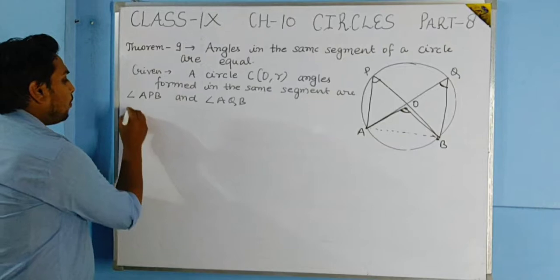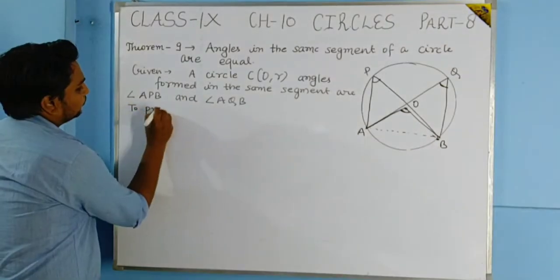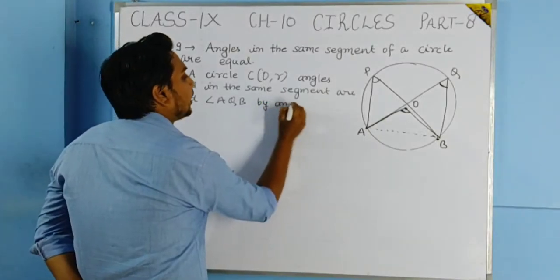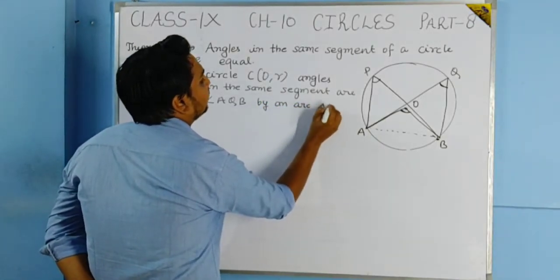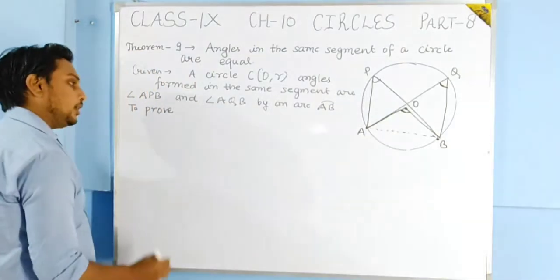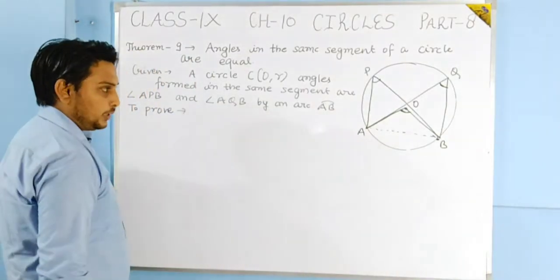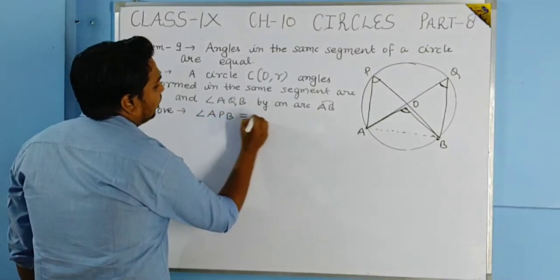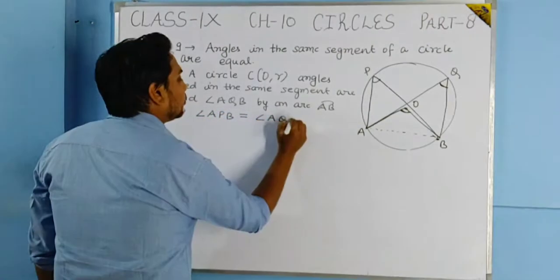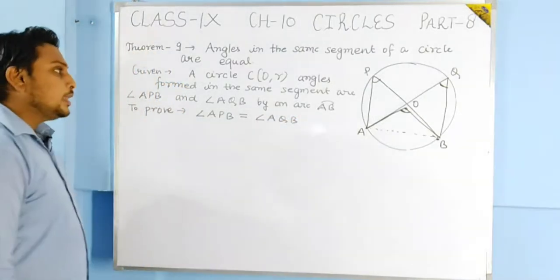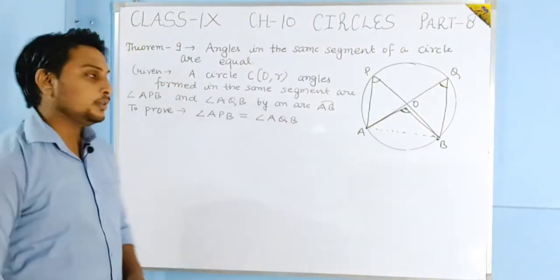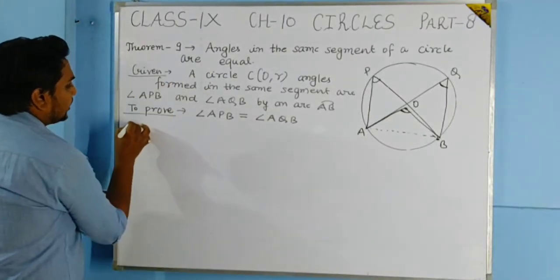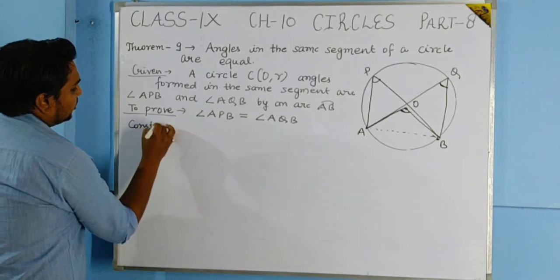Now to prove, here you can also write that by an arc AB. What is to prove here? We have to show that angle APB is equal to angle AQB. We have to show that these two angles are equal. Now, how will we prove it, students? So for this, firstly, let us do some construction.